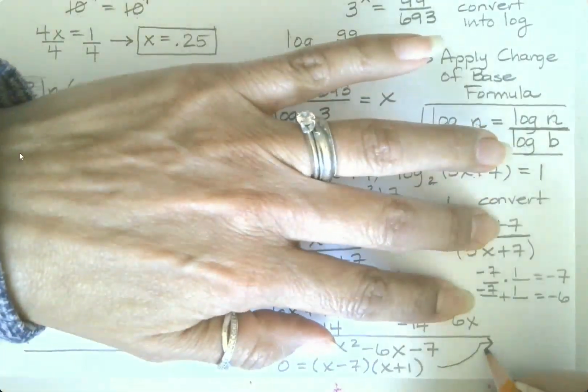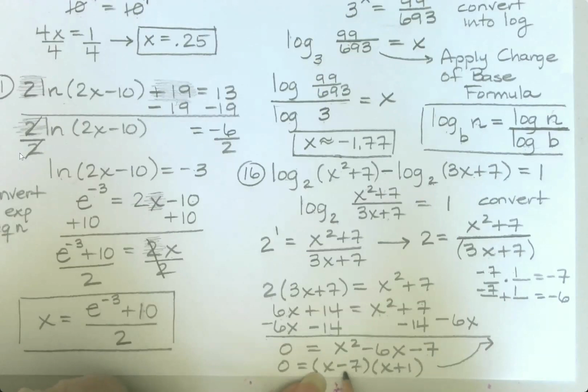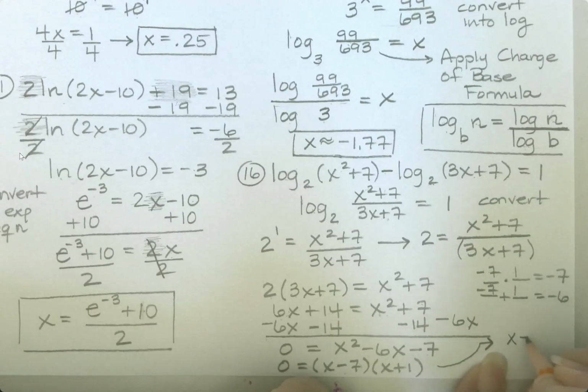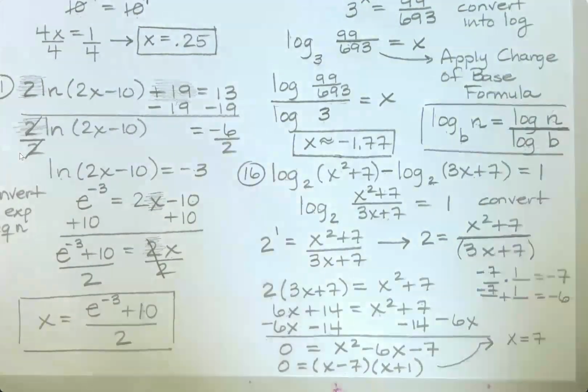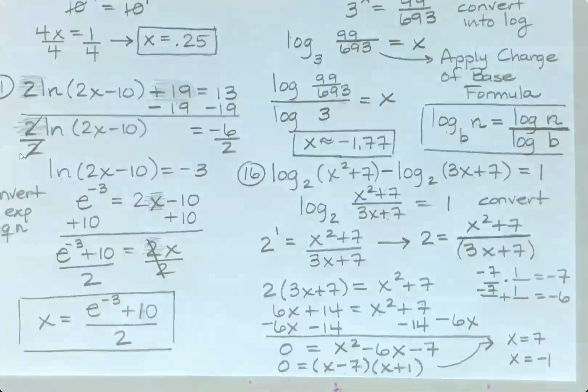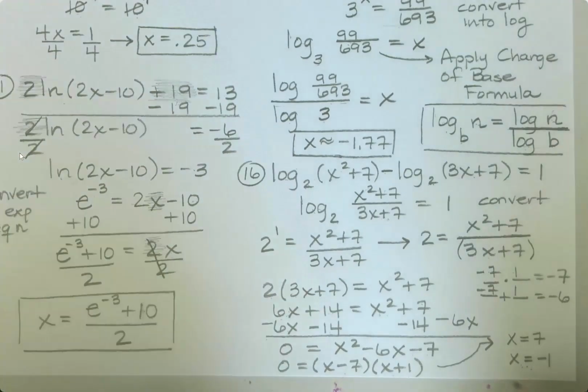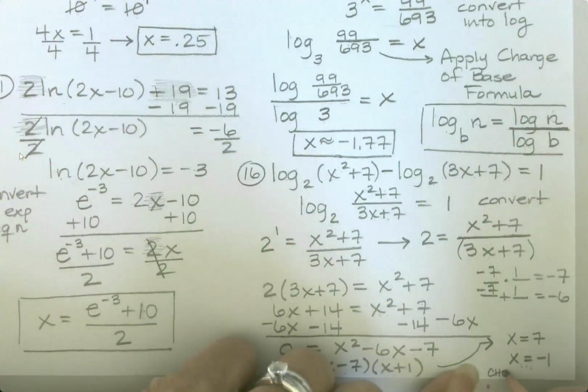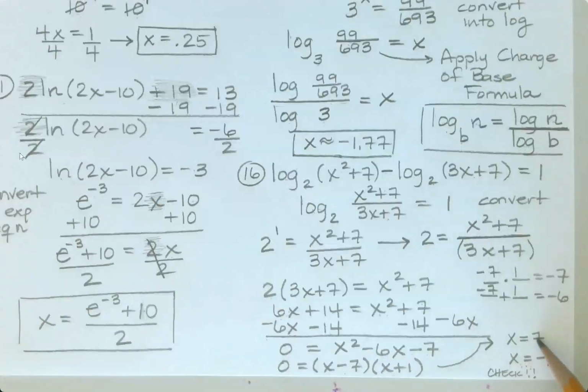Now I have to solve. If I set that equal to 0 and solve, x minus 7 equals 0, means that x has to be positive 7. If I set that equal to 0 and solve, x is going to equal negative 1. So far, these are the two answers I got. X equals 7 and x equals negative 1. Now, here's what I need you to always do. You must make sure that you check your work, okay? Make sure you always check.